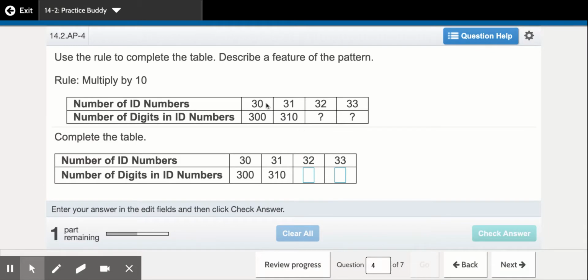Multiply times 10. We know that we need to take the number and just tack on a 0 at the end. So 30 times 10 is 300. 31 times 10, 310. And you can do the rest, 32 times 10, 33 times 10.